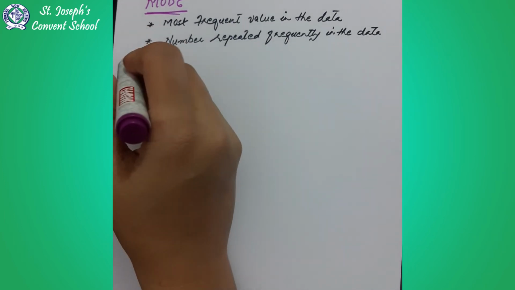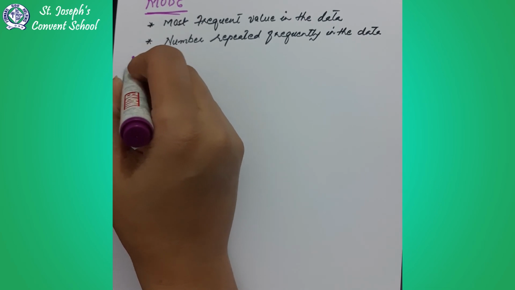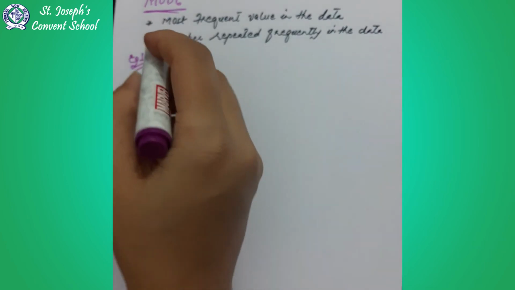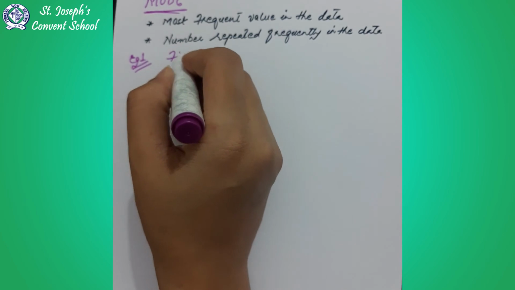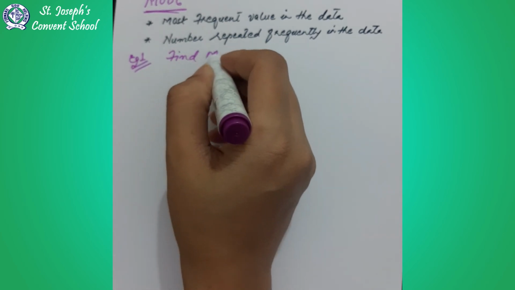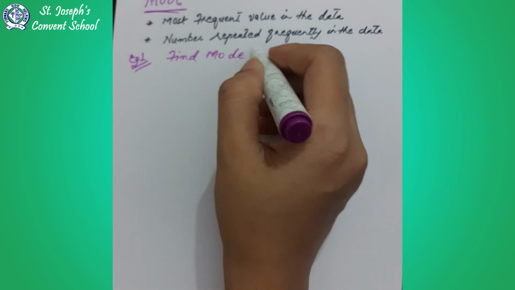Now let me give the example how to find the mode. It is not difficult. Number only, you have to check which number is repeating in the data, coming again and again in the data. So let me take the example from your book. Find mode of.